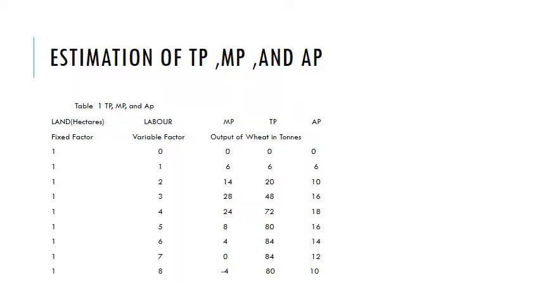And the average production formula is with you. Total production upon units of variable factor, you get average production. 6 by 1, it is equal to 6. In the case of the second unit of labor, 20 by 2, it is 10. In this way, at the last unit, the 8th unit of labor, total production is 80. So average is 80 upon 8, which is 10.